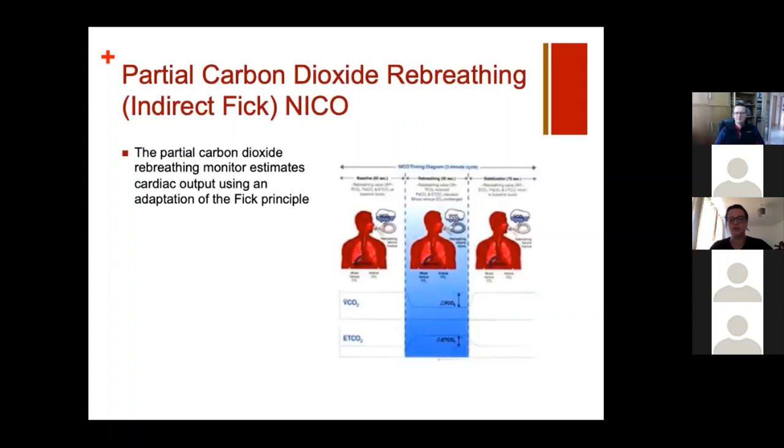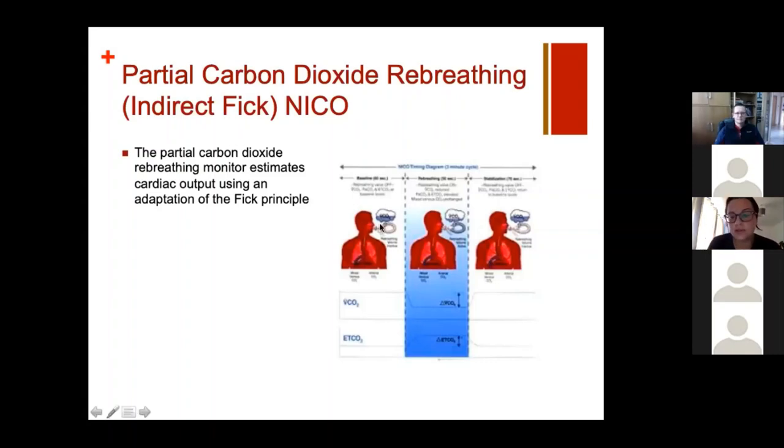It's something that appeared in the 2000s, which is partial carbon dioxide rebreathing, which is an indirect Fick, and the apparatus is called NICO. So if you imagine the Fick equation, and instead of oxygen, you put carbon dioxide, that's how it's measured. The apparatus itself, NICO, looks like a piece of tubing that you could take from the breathing circuit, and there's a timed valve. You put that equipment in between the patient tubes and the angle piece.